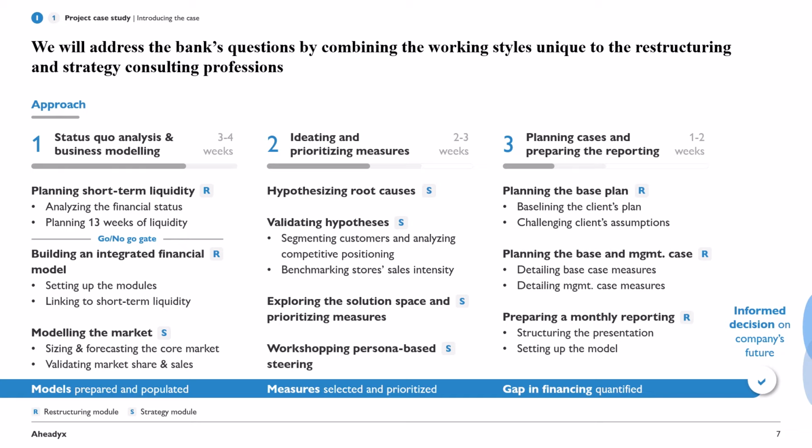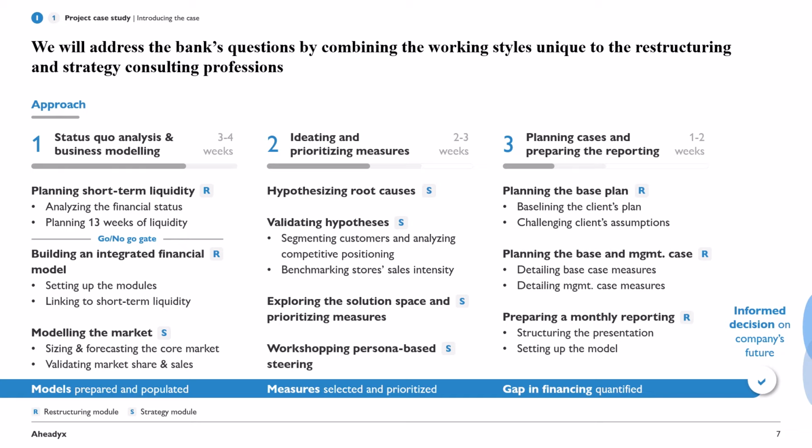Now here we got 3 phases, and the first phase is about analyzing the status quo and modeling the business, so that at the end of this phase we will have as a result the models prepared and populated. That is, we will have a model on short-term liquidity from work package 1, the integrated financial model for planning the midterm from work package 2, and the market model from work package 3. In phase 2 we will then come up with measures to turn around old-fashioned business. And for that, we will follow a workshop logic, which is why we have the shift to the SS all over the place there as working style.